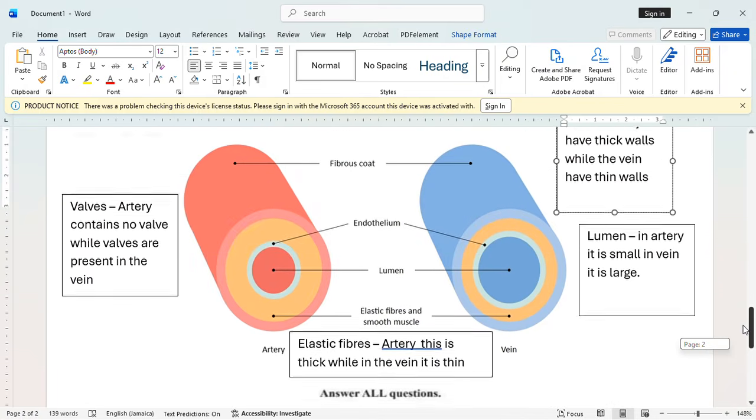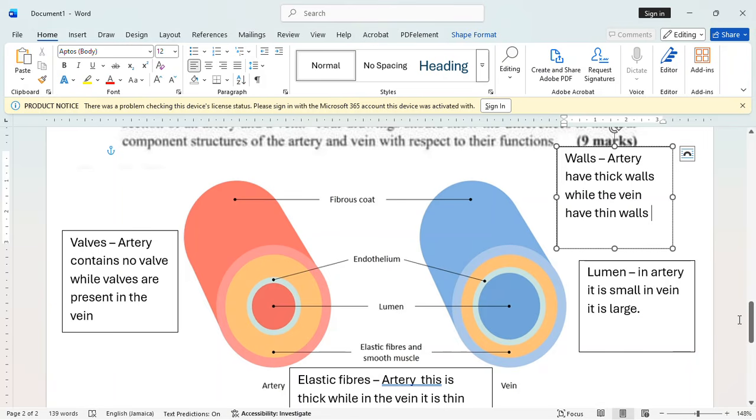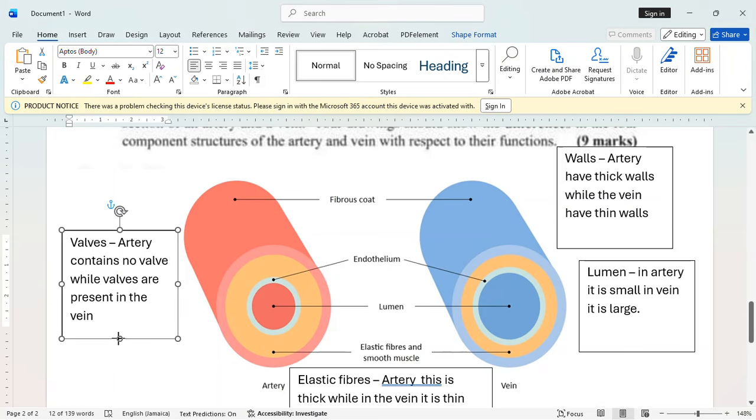So running through the elastic fibers, the lumen, the thick walls, and the valves, those are four things you can focus on. And of course, they mention the annotation. Even for the valves, you'd mention that they prevent the backflow of blood. We speak about the lumen, which is small in the artery and large in the vein, and that is due to the fact that the blood is being pumped at high pressure.